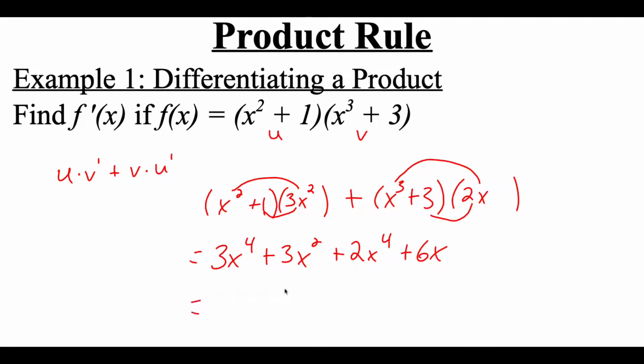Combining like terms, I see 3x to the 4th and 2 more x to the 4th. So we have 5x to the 4th. I don't see anything to combine with the x squared, so we get plus 3x squared. And then I don't see anything to combine with this plain x, so that stays as plus 6x. So the derivative of this function ends up being 5x to the 4th plus 3x squared plus 6x.